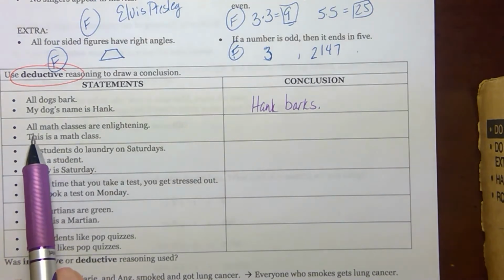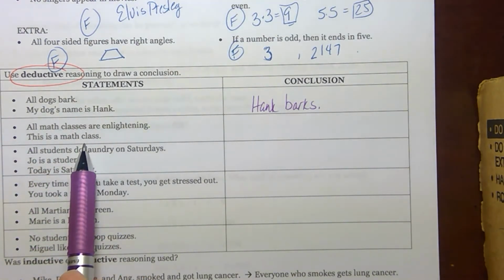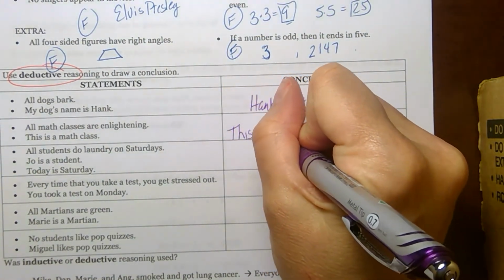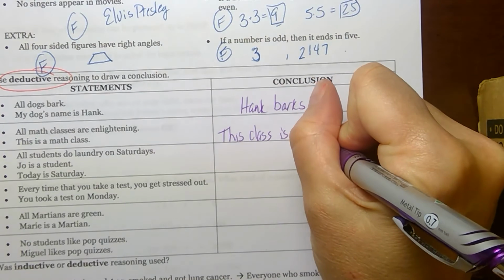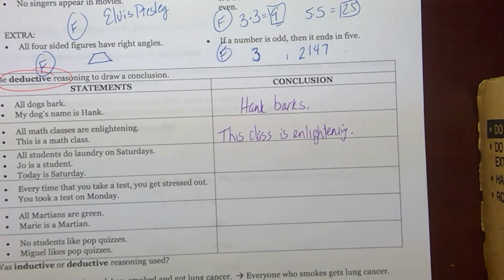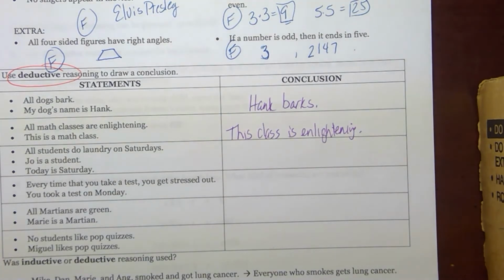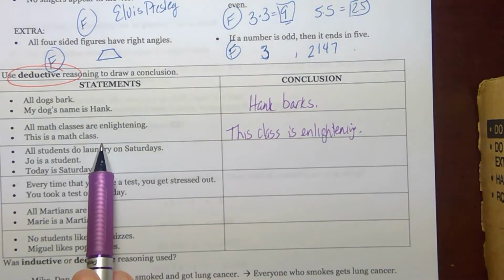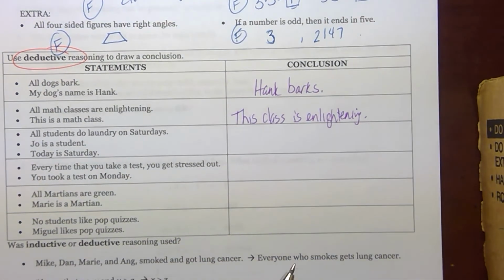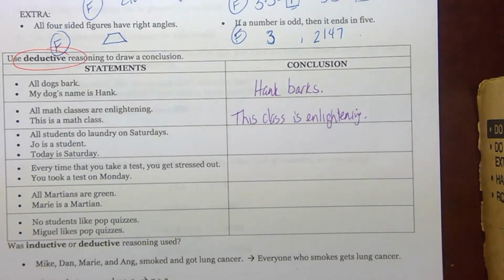All right, the next one. All math classes are enlightening. This is a math class. I can form the specific conclusion that this class is enlightening. All right, there's my specific conclusion drawn from these 2 general statements. This is a valid conclusion. I want you to do the next 3. I'm going to pause the video. You pause your video, do your 3, and then compare.